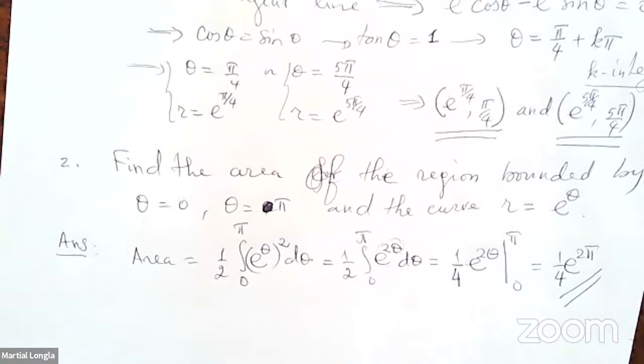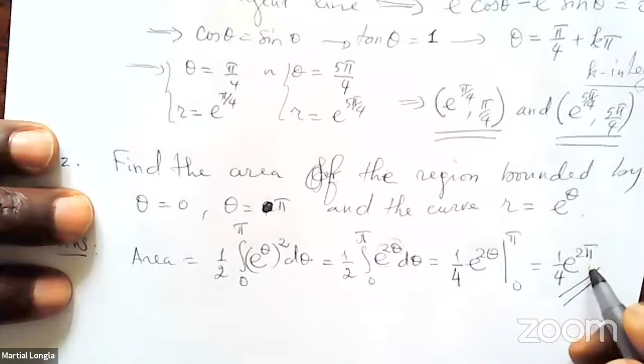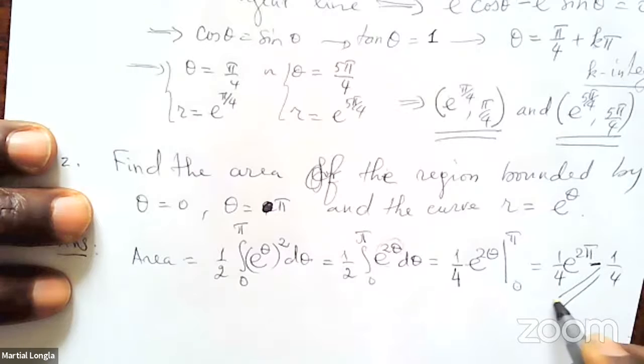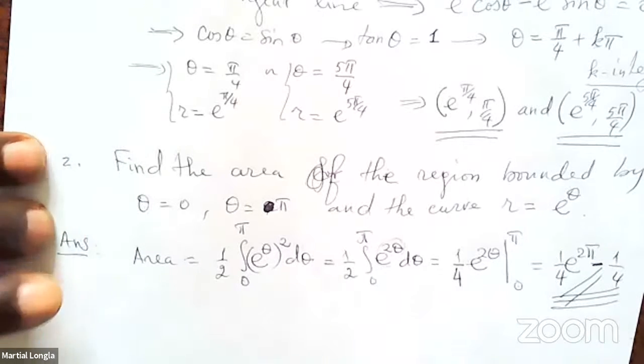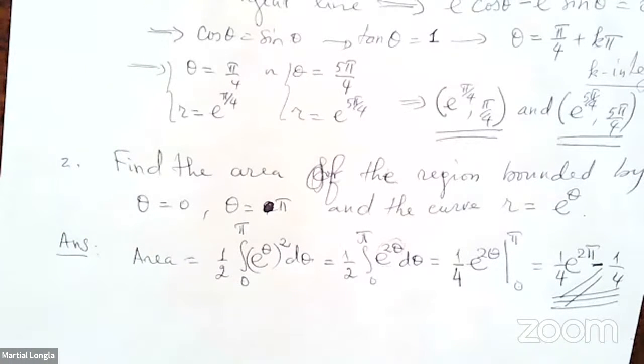All right. Is it true? Nope. Minus, you plug in 0, you get minus 1/4. Right. So that's it. This is the area that is enclosed by the curve and the angles theta equals 0 and theta equals pi.